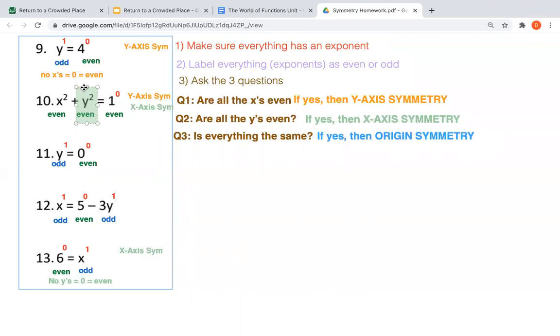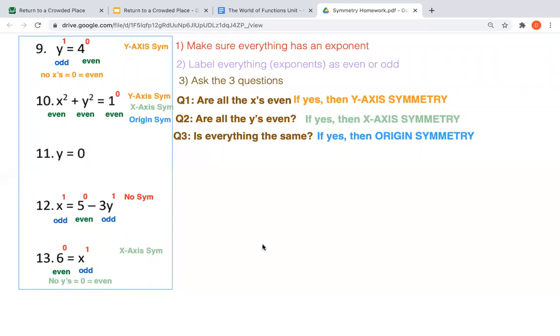And lastly, origin symmetry, everything's the same. We can see that in number 10. All the rest have mixtures. This one has origin symmetry, it had all 3. 9 was y-axis, 10 is all 3. 12, we didn't have any symmetry. 13 was x-axis. Now I skipped number 11 for a reason.